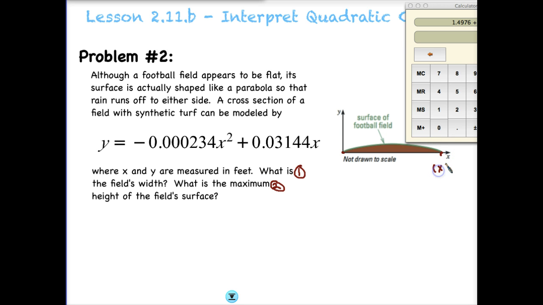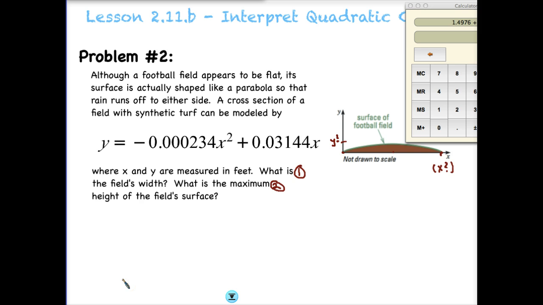So what is that x? Right, that's an x distance. We also want to know what is the maximum height of the field surface. So we want to find out this point here, our max. And by doing that, we need to come over here and figure out what the y value is of that max. So if we can find our vertex, then we can find our max. All right, so let's go ahead and get started.